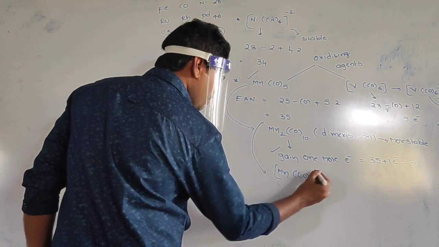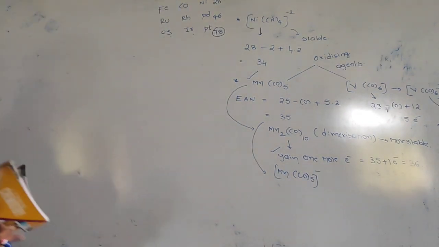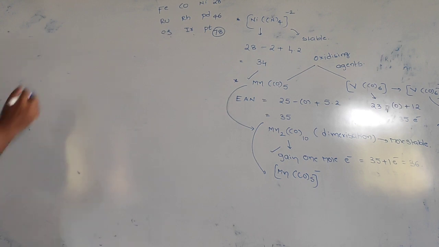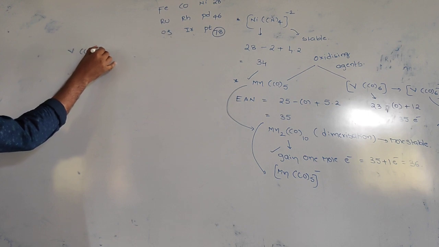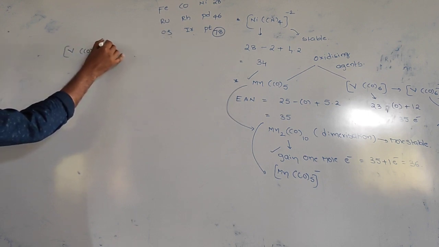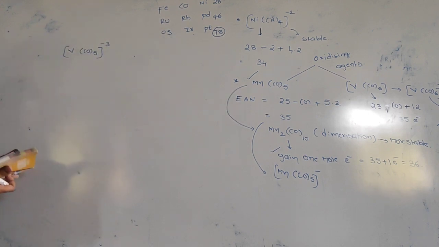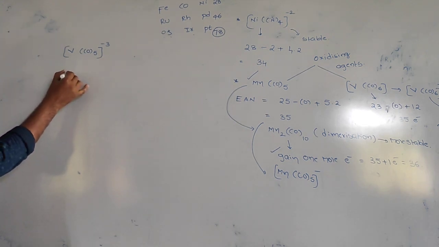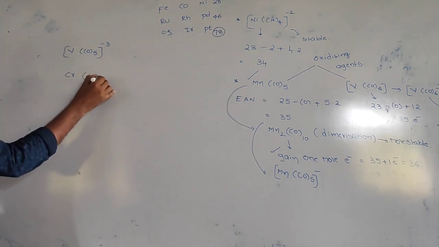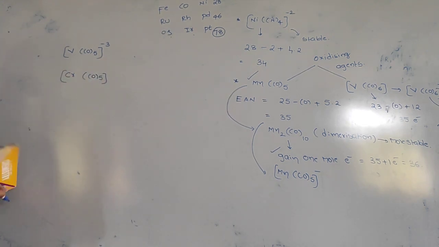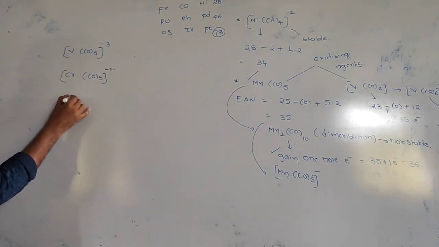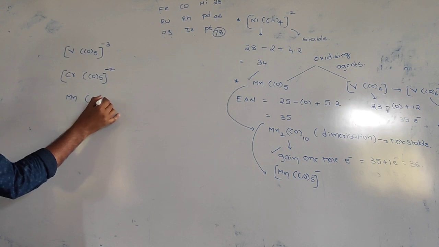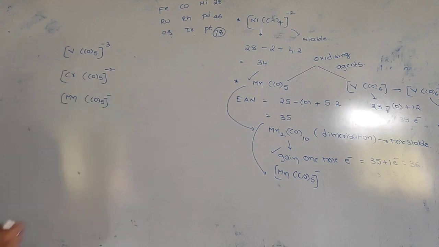MnCO5 minus. Next, VCO5, here students, minus 3, CrCO5 minus 2, and MnCO5 minus.